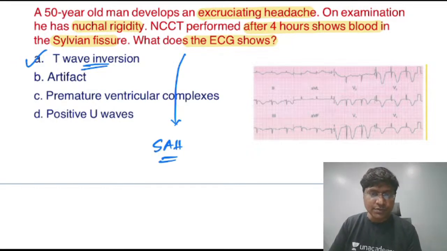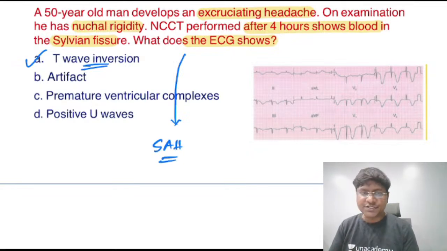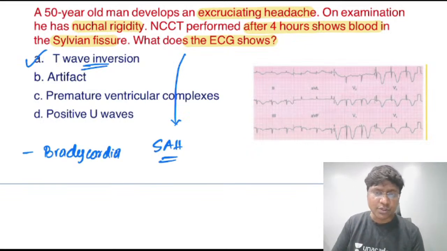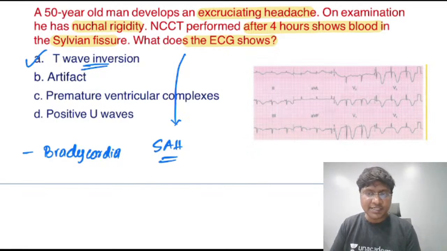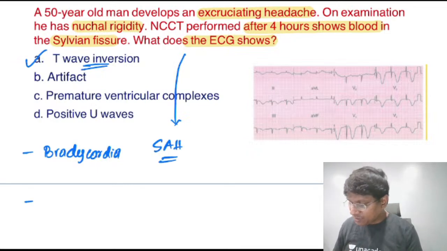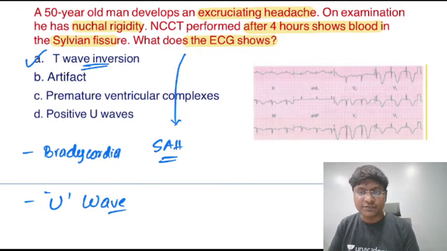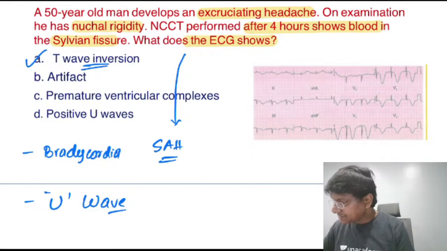Okay. Now, in these patients with subarachnoid hemorrhage with raised intracranial pressure, you will have all the features of raised intracranial pressure. What all can that be? The patient can also have bradycardia. And what are the other changes? There can be non-specific ST-T changes, and because of bradycardia there can even be the appearance of the U wave as well. Okay, next.